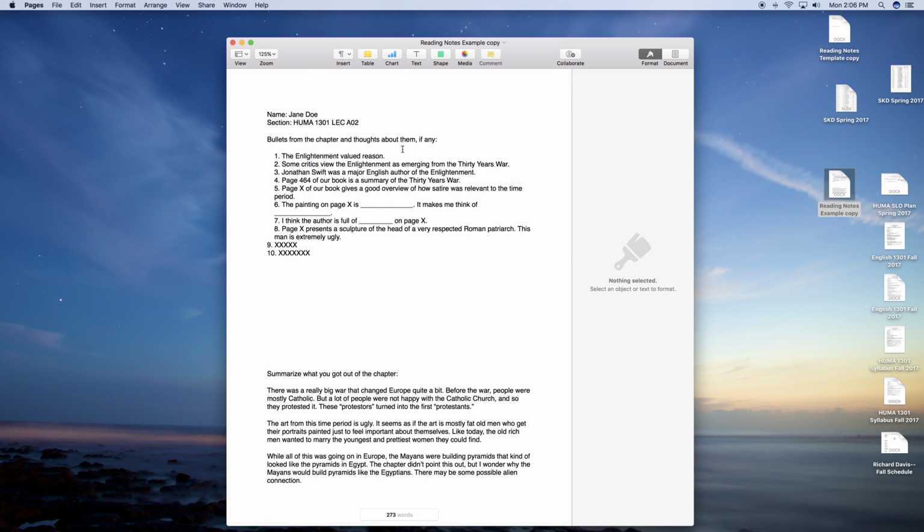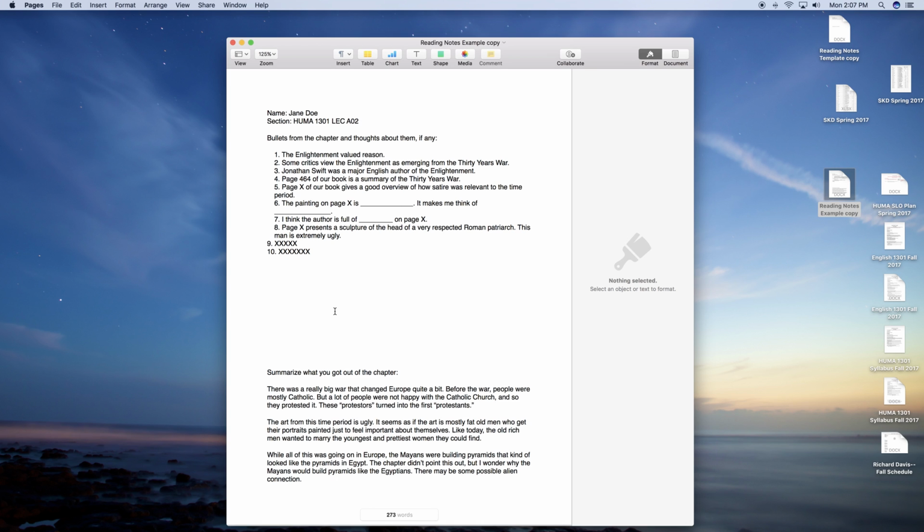The Enlightenment valued reason. One of the statements: some critics view the Enlightenment as emerging from the 30 Years' War. Actually, that's an interpretation. It gives you some various viewpoints for that. Jonathan Swift was a major English author of the Enlightenment. Right? That's just a statement. This is pretty easy, right? Page 464 of our book is a summary of the 30 Years' War. It's just showing that you did something to engage with the text, right?